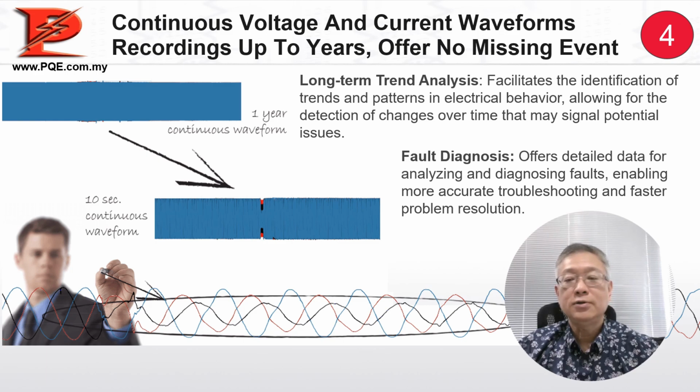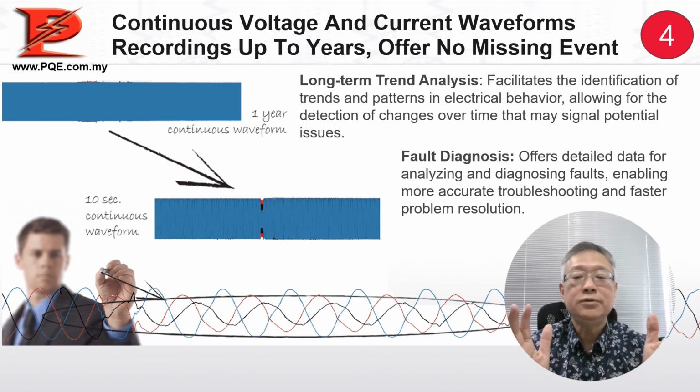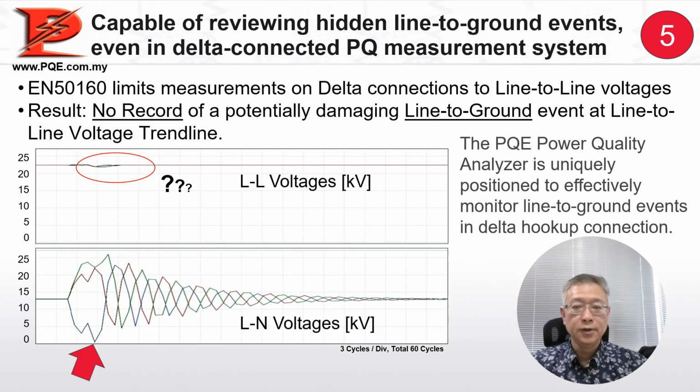Number four, a very important selection factor, is continuous voltage and current waveform recording capability, even up to years. It's not up to seconds or up to a cycle. This is important. You can have continuous voltage and current waveform recording because it offers no missing events, right? Number five, capable of revealing hidden line-to-ground events, even in delta-connection PQ measurement systems.